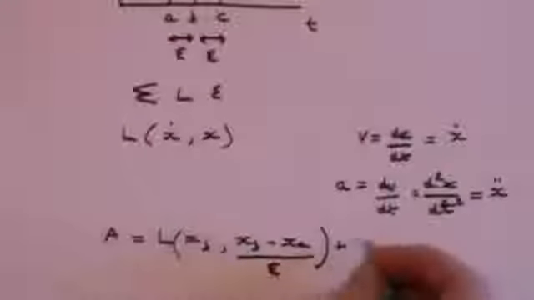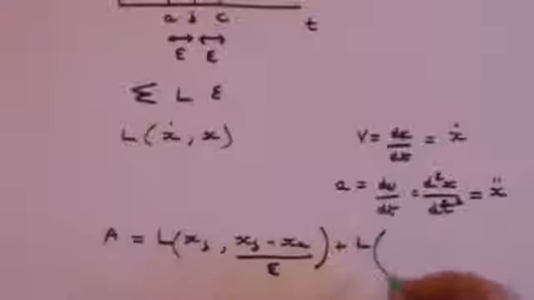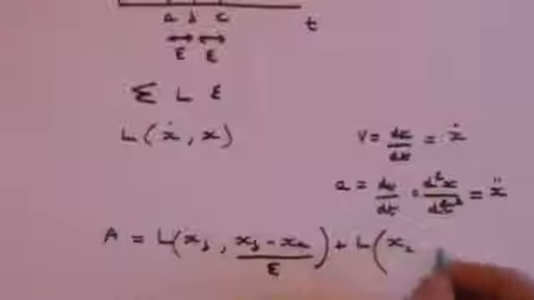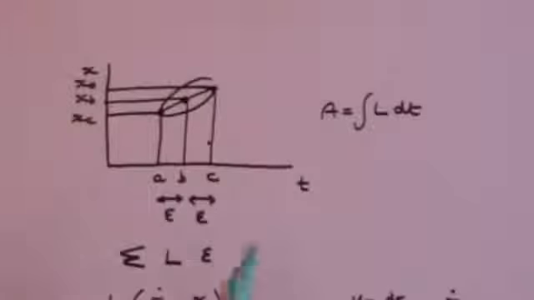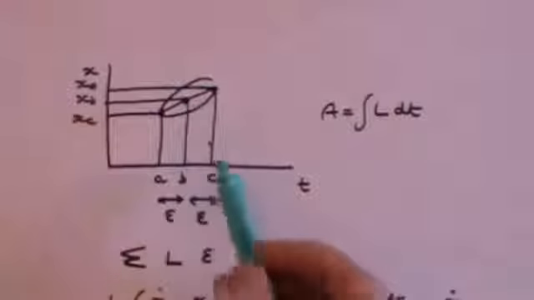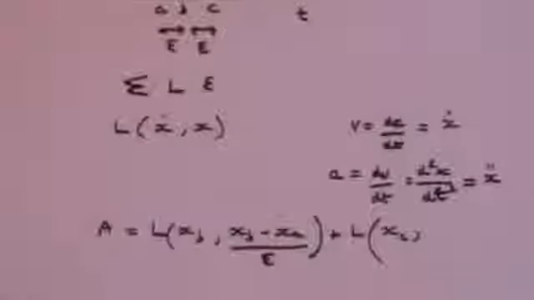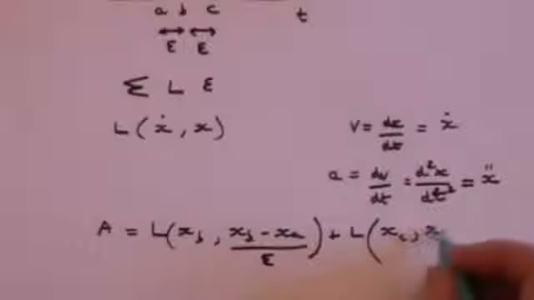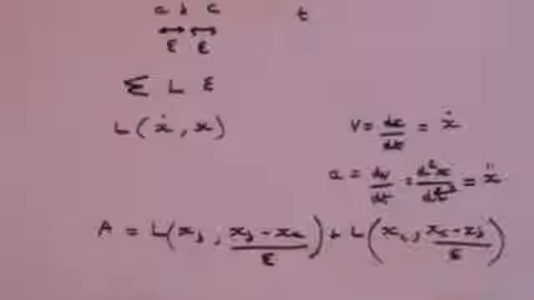But we've got to add to that the Lagrangian associated with going from B to C. And that will be xc. And then the velocity, well, in exactly the same way, the velocity will be the distance travelled, which is xc minus xb, over the time it takes to do it, epsilon. So now we've got xc minus xb over epsilon.